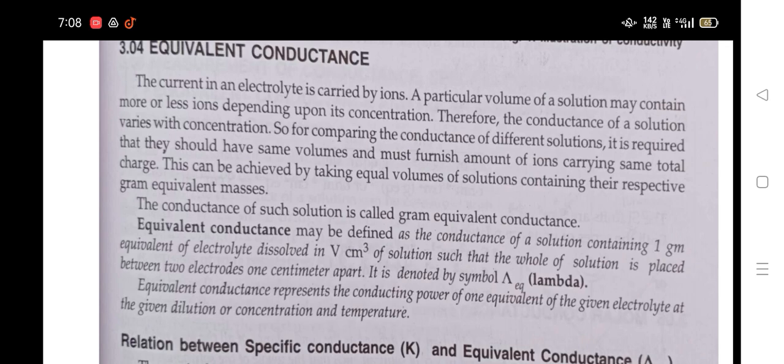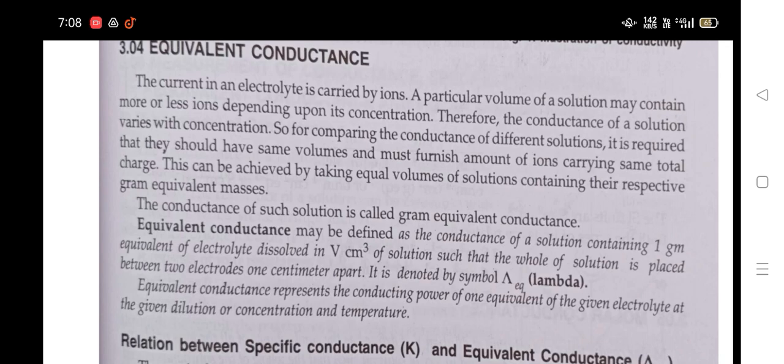A particular volume of a solution may contain more or fewer ions depending upon its concentration. Therefore, the conductance of a solution varies with the concentration. So, for comparing the conductance of different solutions, it is required that they should have the same volumes and must furnish an amount of ions carrying the same total charge. This can be achieved by taking equal volumes of solutions containing their respective gram equivalent masses. The conductance of such solutions is called gram equivalent conductance.